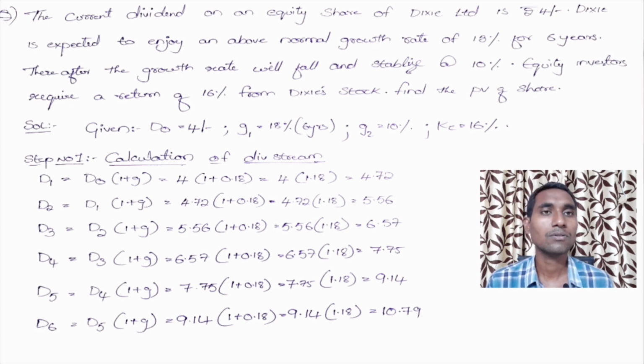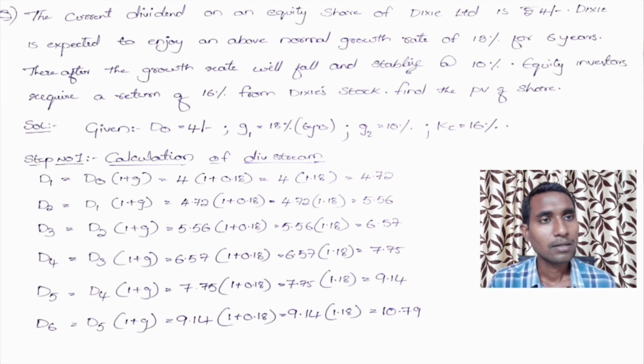The current dividend on an equity share of Dixie Limited is rupees 4. Dixie is expected to enjoy an above normal growth rate of 18% for 6 years. Thereafter, the growth rate will fall and stabilize at 10%. Equity investors require a return of 16% from Dixie stock. Find the PV of share, the present value of the share.